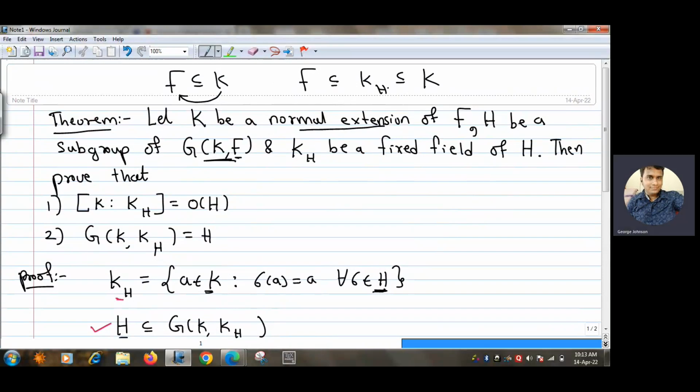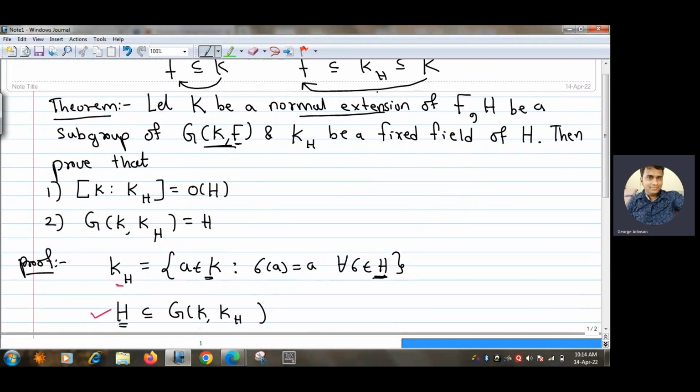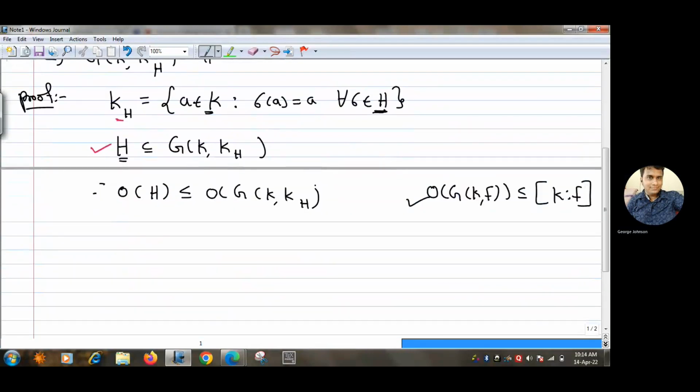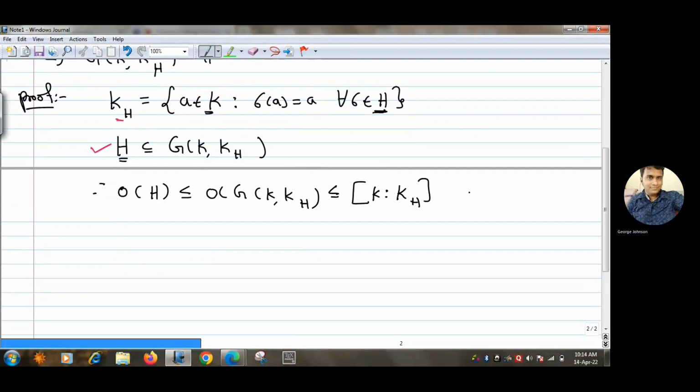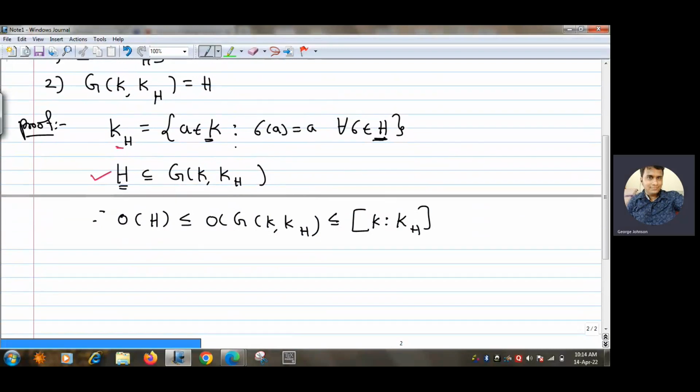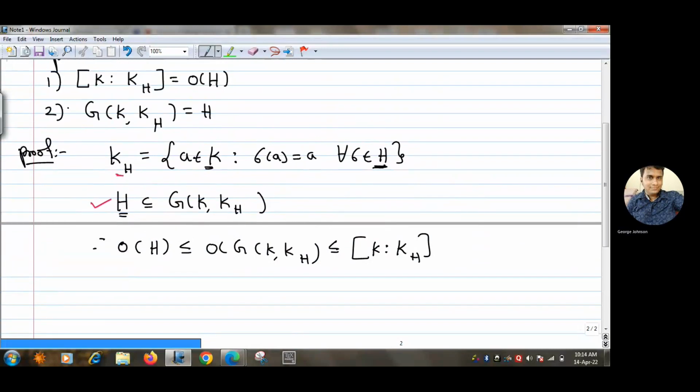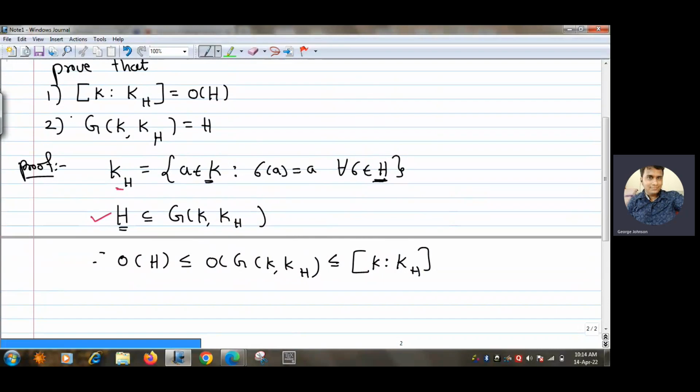So this kind of relation is there between these three fields, and because K is a normal extension of F, the dimension of K over F is finite, and hence the dimension of K over KH is also finite. So because the dimension of K over KH is finite, using this theorem, what I can say is this dimension is less than or equal to the order of, or dimension of K over KH.